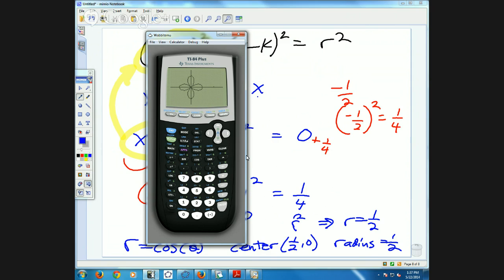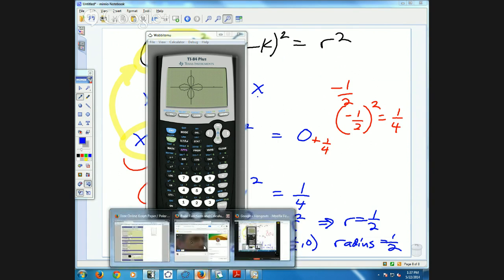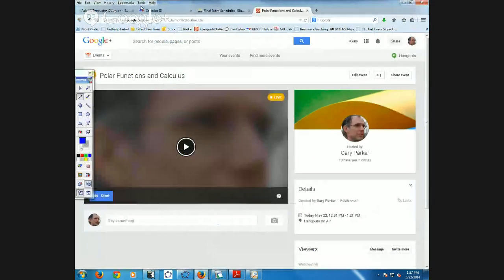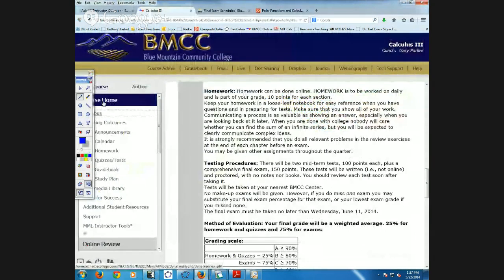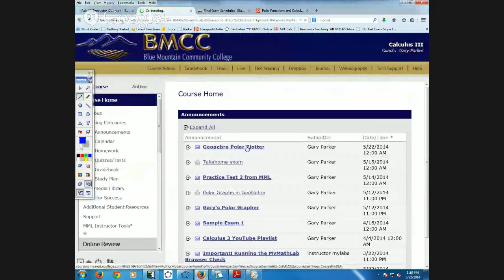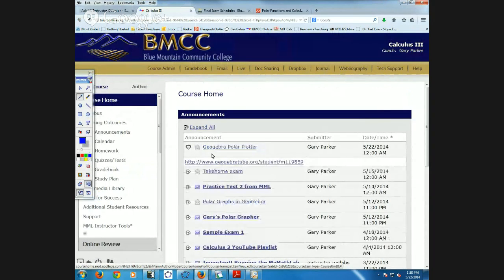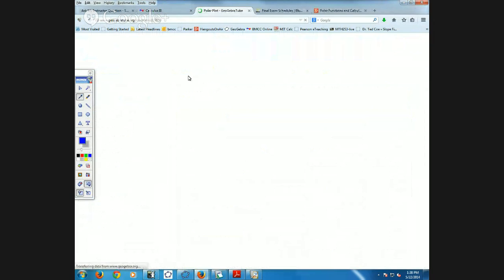Now, I don't know about you, but the resolution on the calculator just makes me sad, as cool as that flower is. So what I've done is on our course website, I put a program for GeoGebra to graph these for you. Under the course home, GeoGebra Polar Plotter. If you follow this link, GeoGebra has a place called GeoGebra Tube. It's like YouTube for GeoGebra stuff. So I posted a file there that you guys can play with.